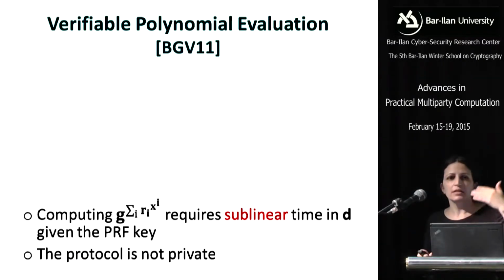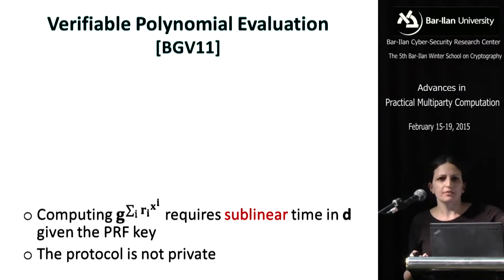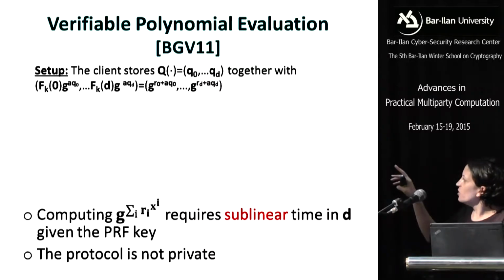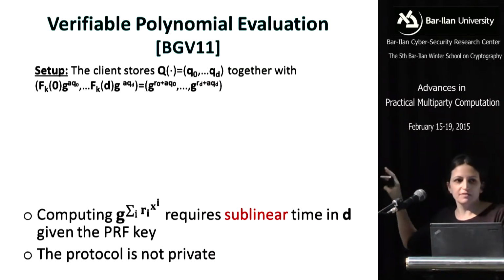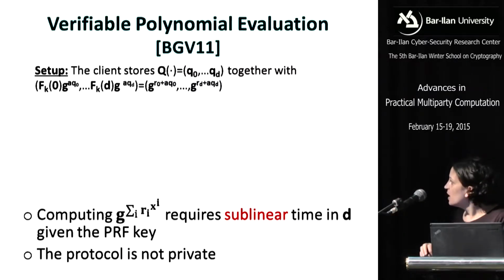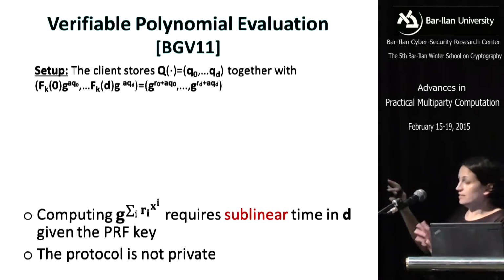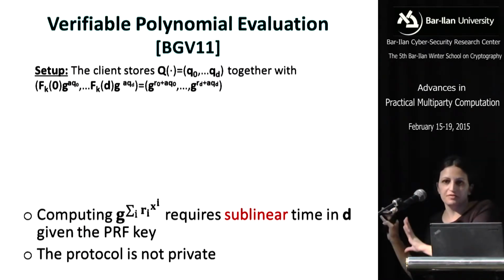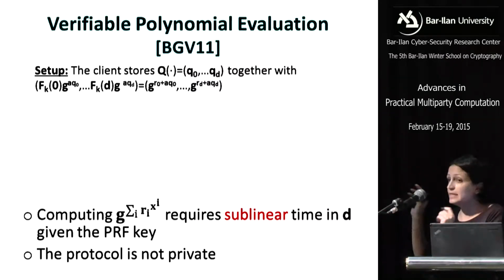And then you would like to send an input to the server. Okay, so the client has this polynomial q of degree d. So we have d plus 1 coefficients. And this is what he outsources to the server. So first of all, he sends the polynomial in clear. So that does not preserve any privacy. We'll see only correctness. And in addition, it computes the following.